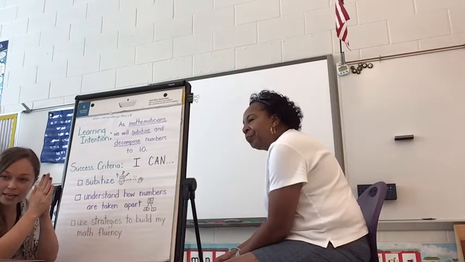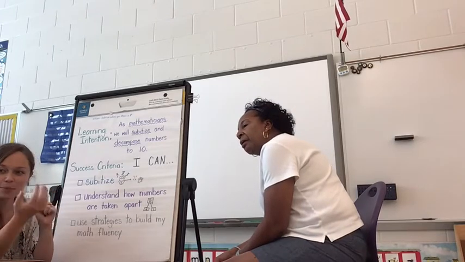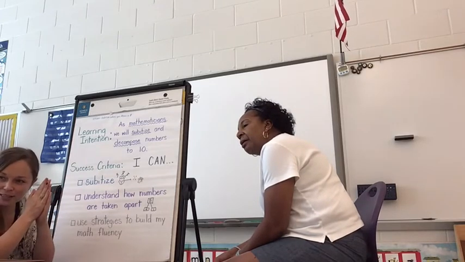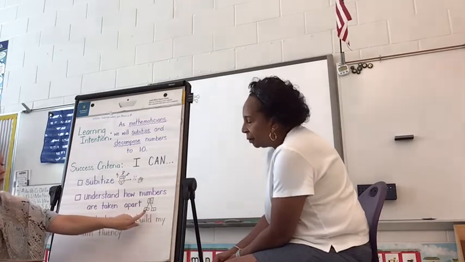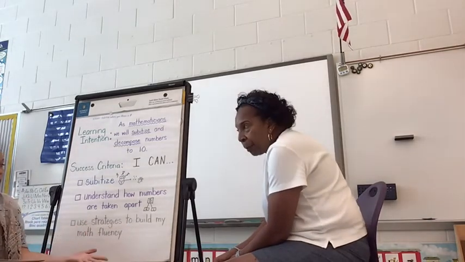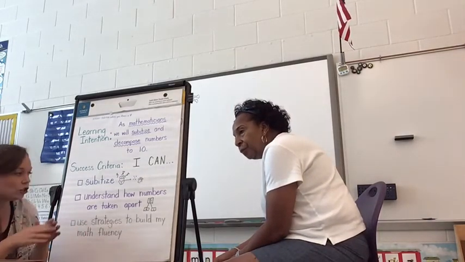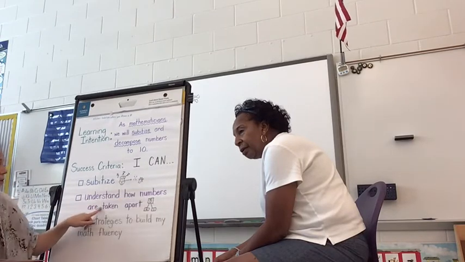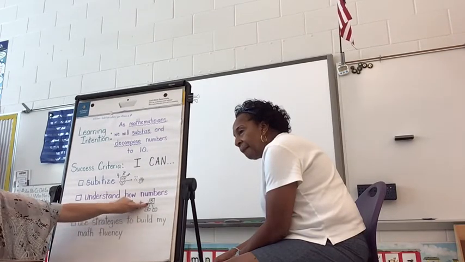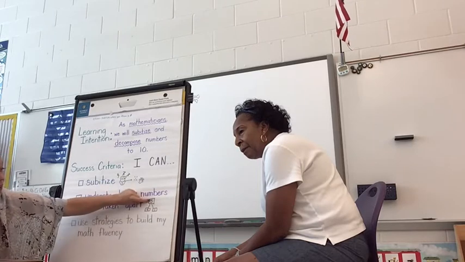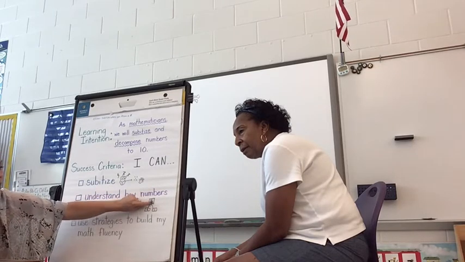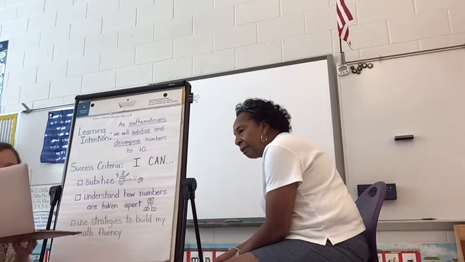Looking for mouths and hands. Rion should be doing it too. You got it. Part, total. Awesome. So in my number bond, 4 and 1 are the parts, and 5 is my total. So understand how numbers are taken apart is I have a number bond. 5 can be split into 4 and 1. I'm going to get you a little closer so you can see it.